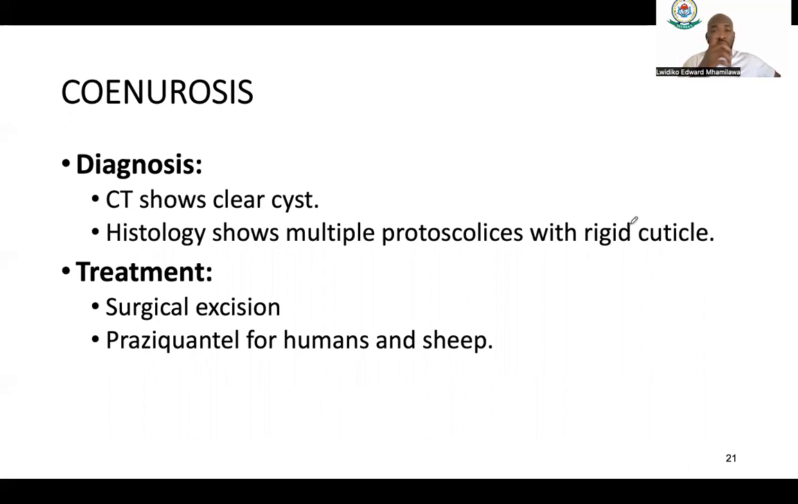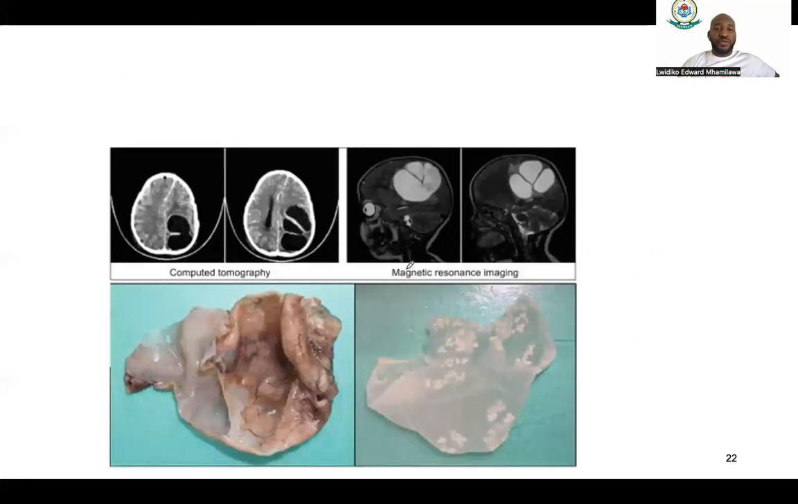Usually, if you do a CT scan, it could show a very clear cyst and the protoscoleces that are very well known. And then if you do a histological sample, you'll be able to see the protoscoleces that have a rigid cuticle, typical of coenurosis. And for the treatment, you do surgical excision, you could remove the cyst, or you could give praziquantel for human and sheep. Praziquantel will tend to resolve the disease.